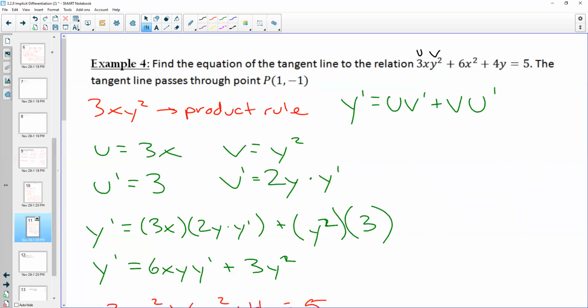Between 3xy squared and 6x squared, we're adding those two, okay? But if we're taking the derivative of 6x squared, we can just use the power rule, okay? Really good question. Anytime that you have two variables beside one another, that is a really good time to do the product rule, okay? Excellent question.